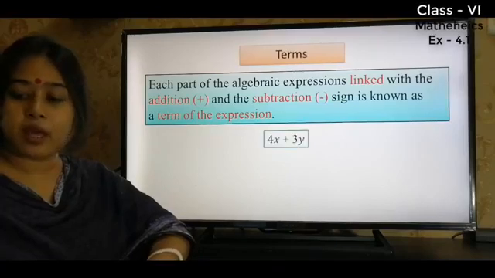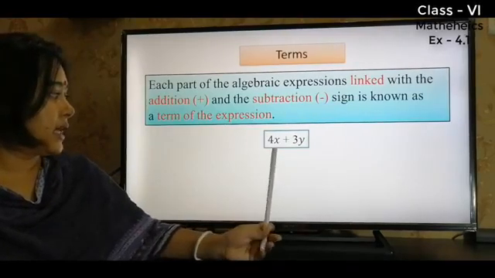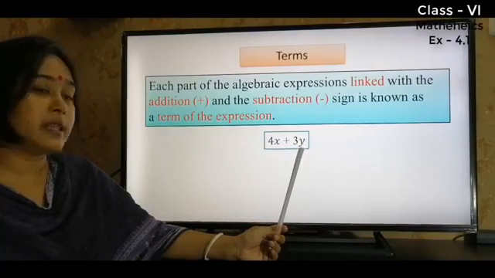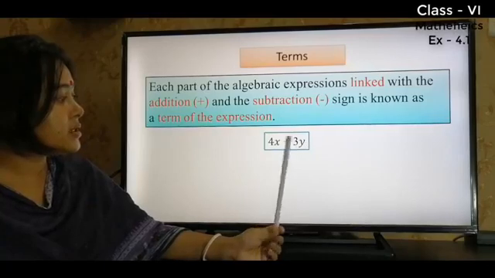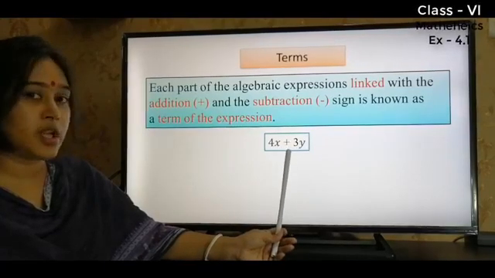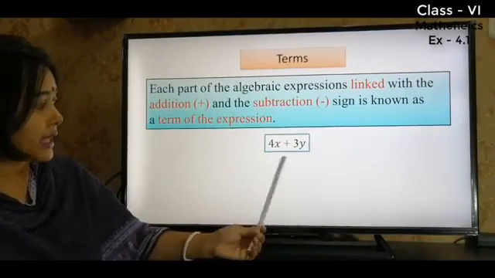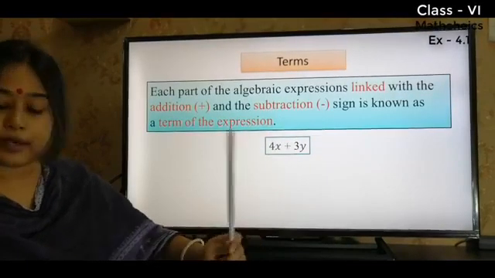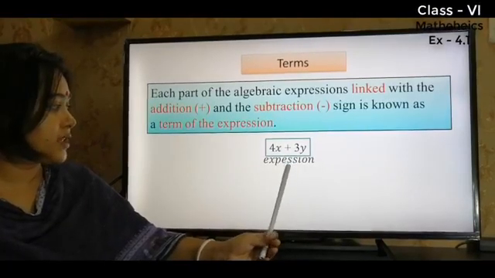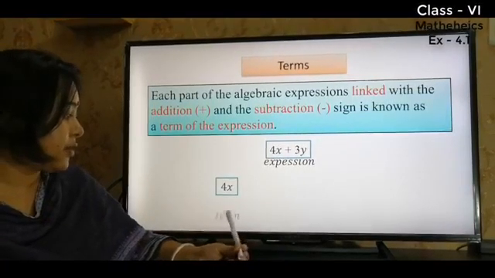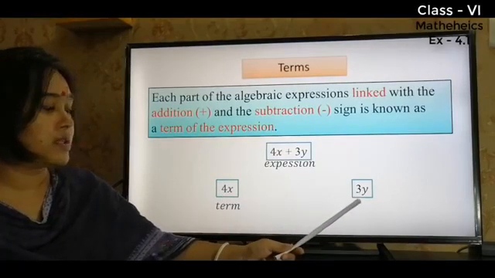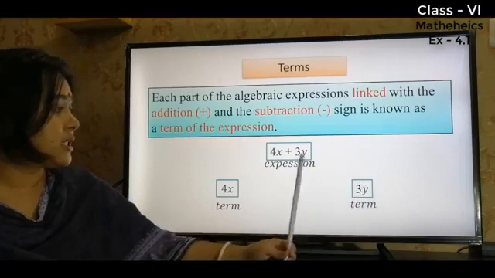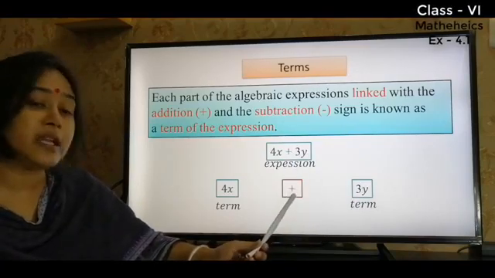They will be attached with a plus sign or a minus sign. Let me explain more with this example. You can see here is an algebraic expression 4x and here is another expression 3y. These two expressions are linked or attached with a plus sign. So we can say in this algebraic expression there are two terms. One term is 4x, and 3y is another term, because these two terms are linked with a plus sign.